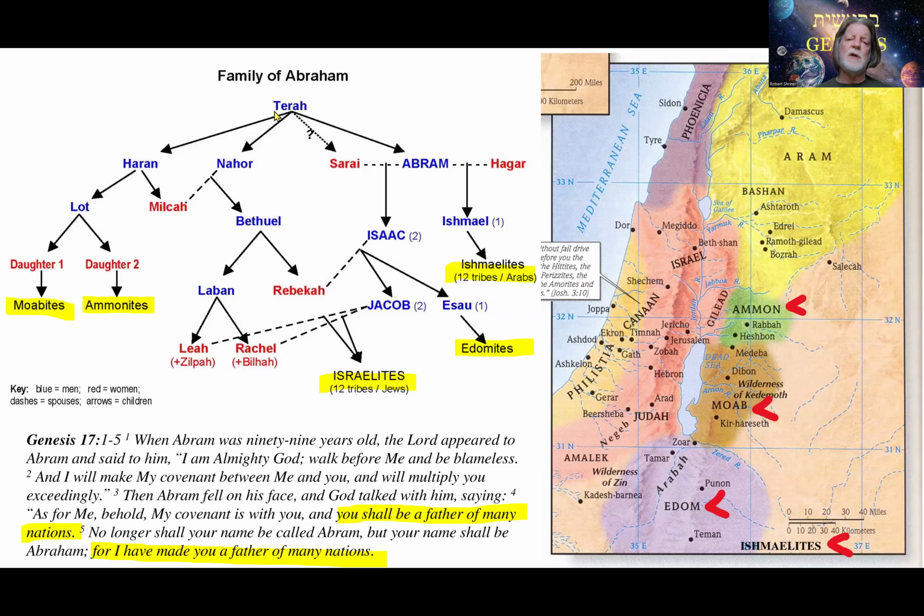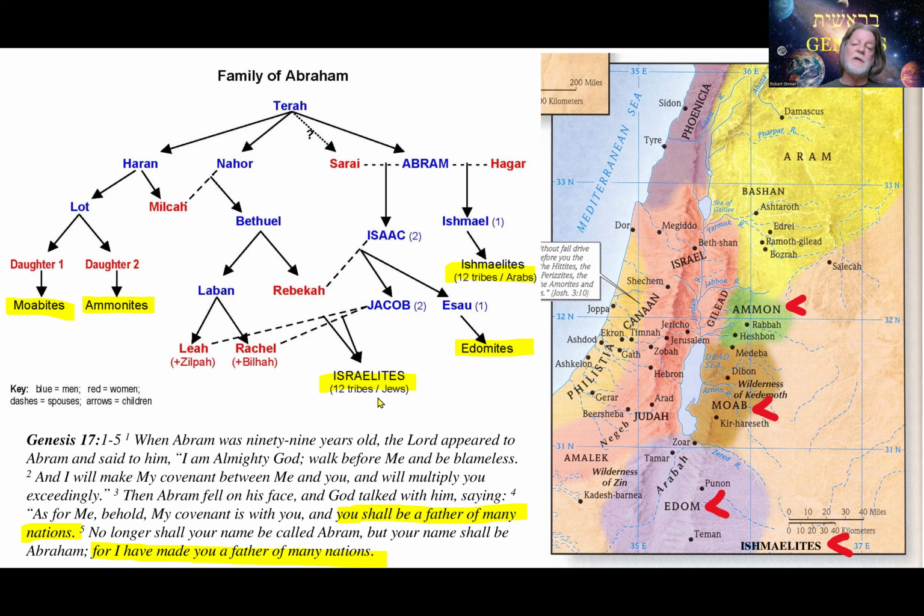We've also looked at the family tree of Abraham, beginning with his father Terah and his brothers Haran, Nahor, and Abraham also. His nephew Lot figures into the early chapters of Genesis. I have highlighted this and included a map with this slide because a part of the Abrahamic promise to God was, "You shall be a father of many nations." And indeed he was.